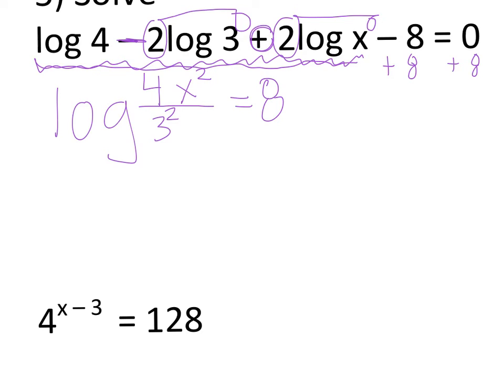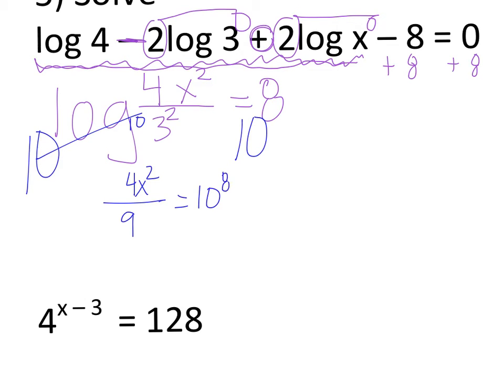That's what I have so far. Then you think, what is my base? Remember, if there's no number given, it's always base 10. So I have 10 raised to this side, 10 raised to this side. So these two cancel each other out. 4x squared over 9, 3 squared is 9, is equal to 10 to the 8th. Now I can change that 10 to the 8th, but I'm not, because I think it will just be easier. First thing I want to do is multiply by 9. So I have 4x squared is equal to 10 to the 8th times 9.